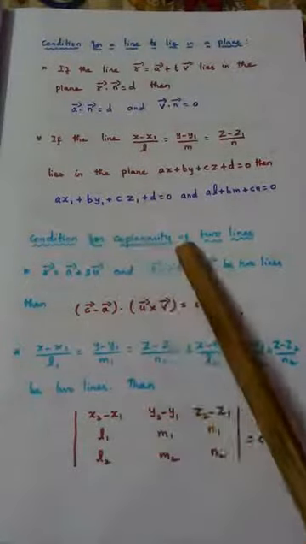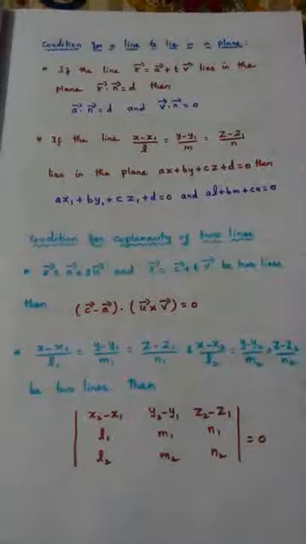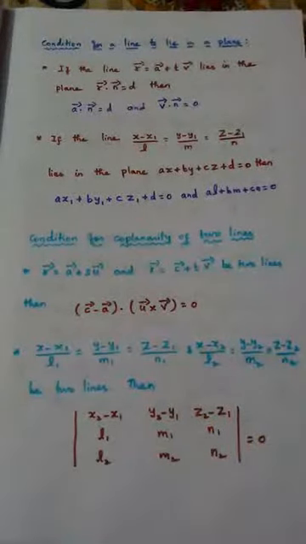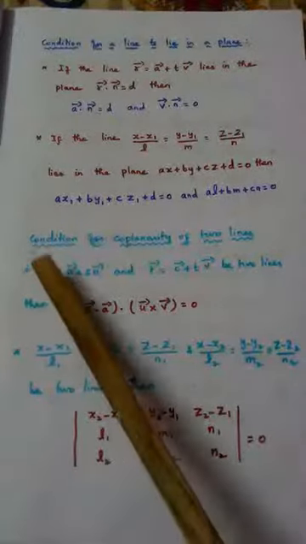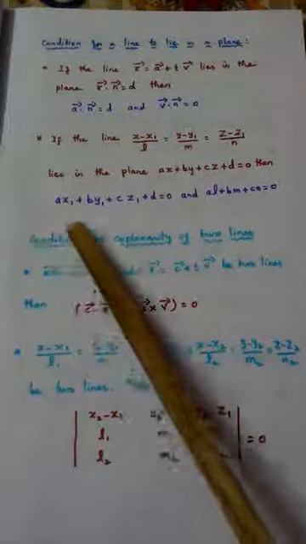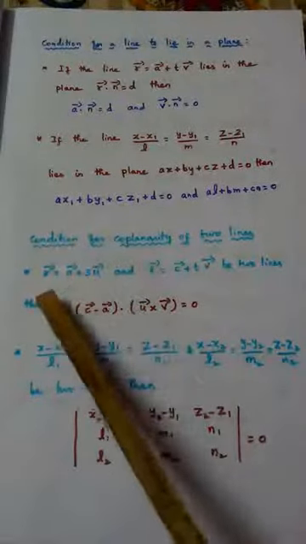The next thing, condition for coplanarity of two lines. What is meant by coplanarity? Two lines lying in the same plane can be called coplanar lines. Two lines have to lie in the same plane. Now we are going to see what is the condition for two lines to be coplanar.